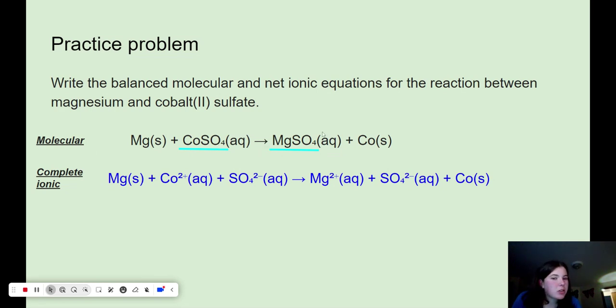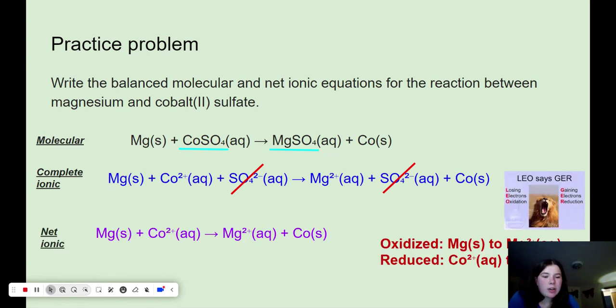And again, these two aqueous solutions need to be broken apart into their ions. Do that, and write the charges for those two reactants and products, and you get the complete ionic equation. From there, cross off the spectator ions, sulfate, and you get the net ionic equation. Use Leo the Lion Says Grr to find which elements were oxidized, in this case magnesium, which lost electrons and gained a positive 2 charge from here to here, and which ones were reduced by gaining electrons. In this case, cobalt, it lost its positive 2 charge because it gained electrons.